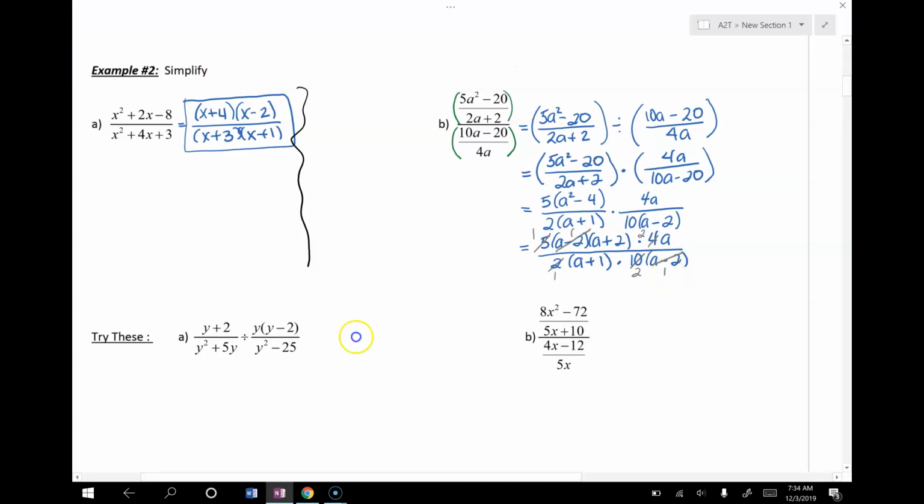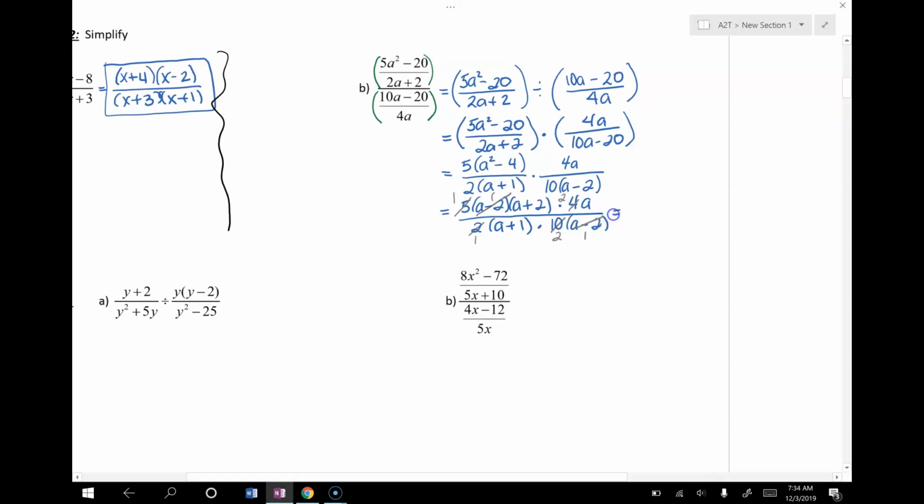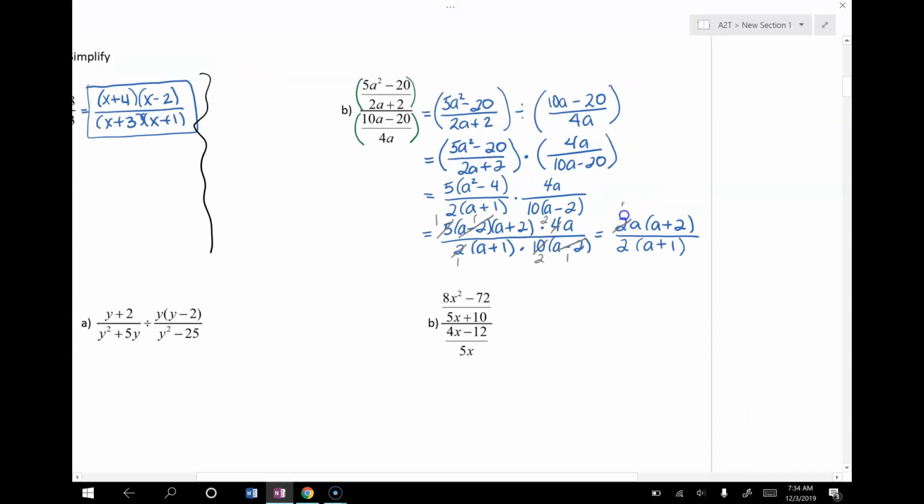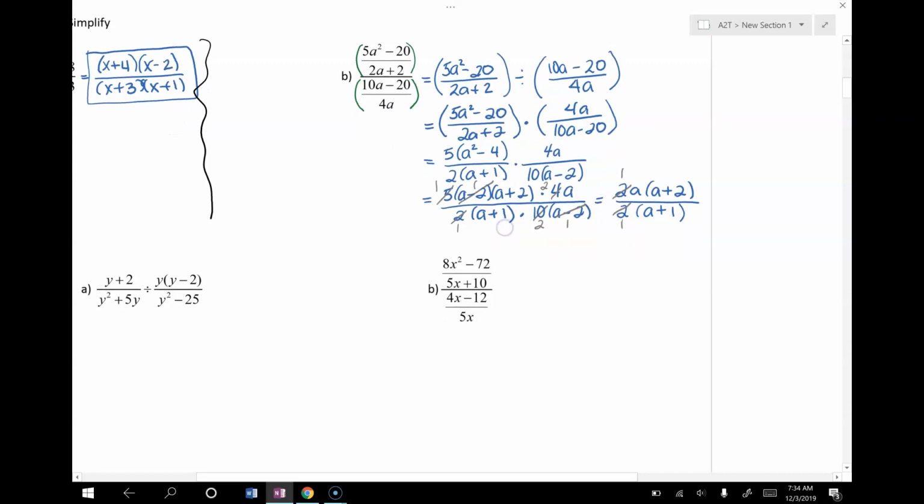Now at the very end, I'm going to check just to make sure. Okay, so in the numerator, 2 is my only constant. I have an a, and then we have an a plus 2. And in the denominator, it looks like we have a 2 and then, oh, an a plus 1. Now I'm going to ask myself if there's anything else I can reduce. And there was. There was a 2. Okay, so we'll reduce that. And I think now we're done. So my final answer is going to be a times a plus 2, all over a plus 1.